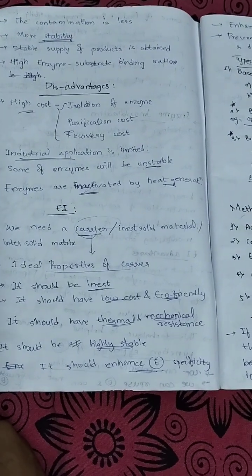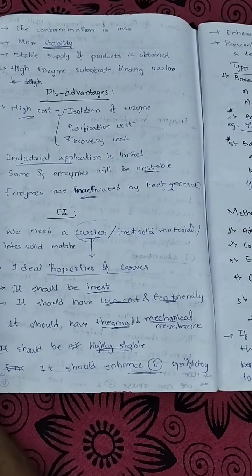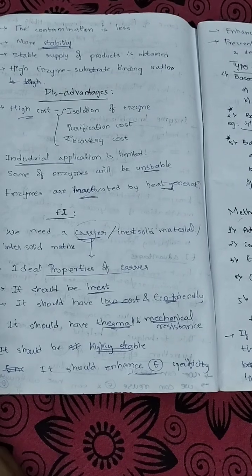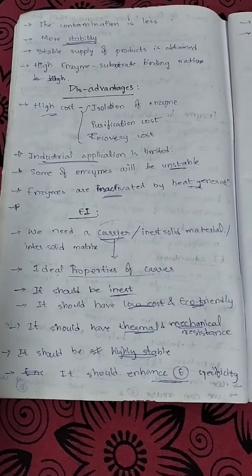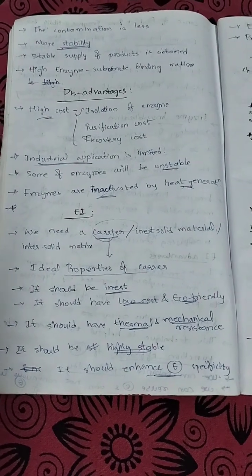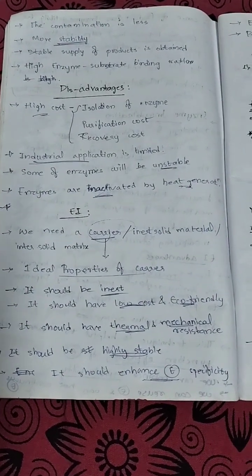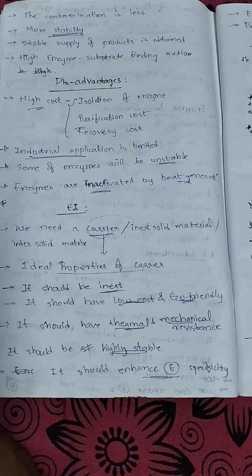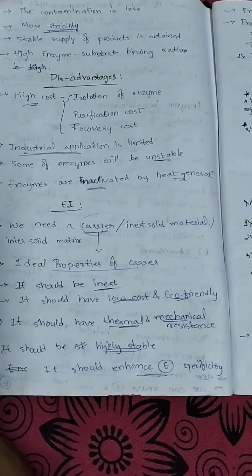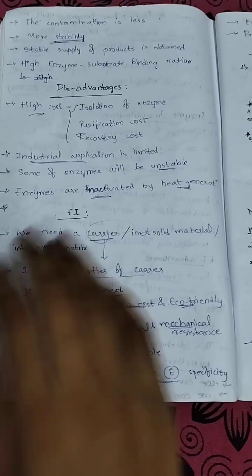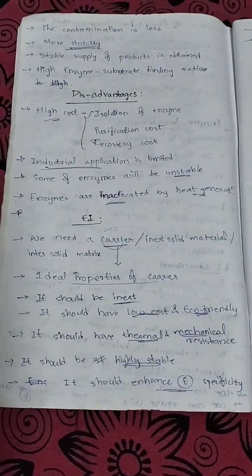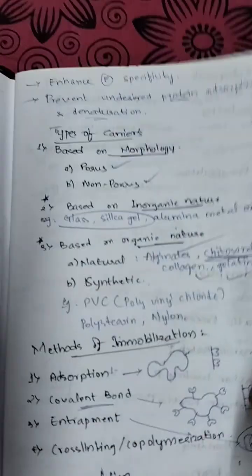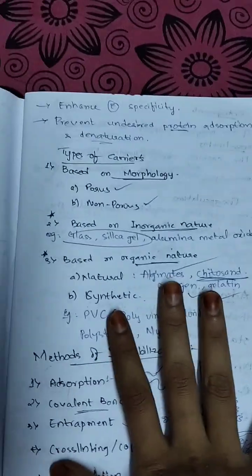It should be inert, low cost, eco-friendly, and it should have thermal and mechanical resistance. It should prevent protein adsorption and denaturation. It should be highly stable and should enhance enzyme specificity. These are the ideal properties of a carrier. Now, there are types of carriers. Carriers are of three types.